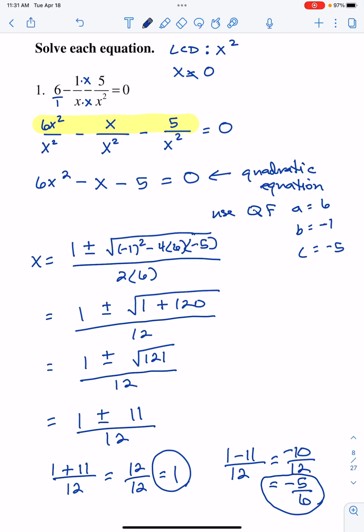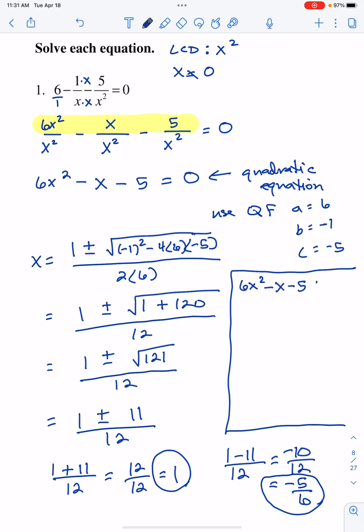Now these nice answers mean that we also could have solved by factoring. So we could have also taken 6x squared minus x minus 5 equals 0, and we could have factored this. So let's see how.